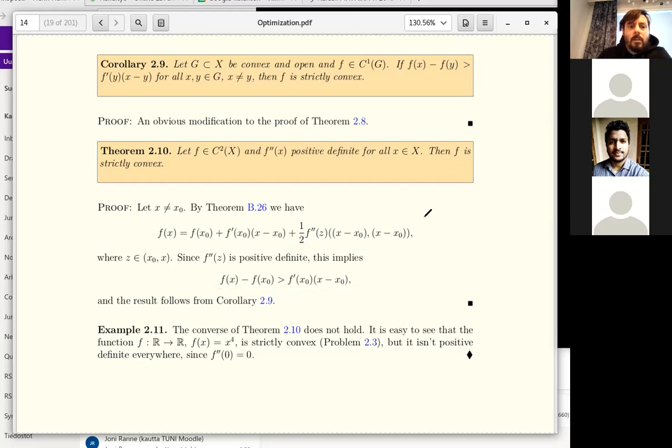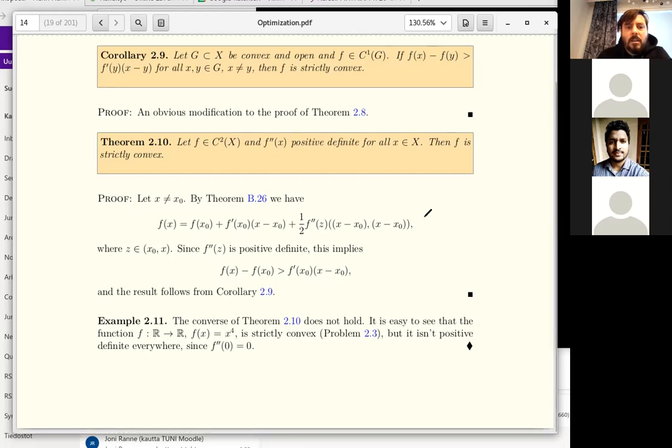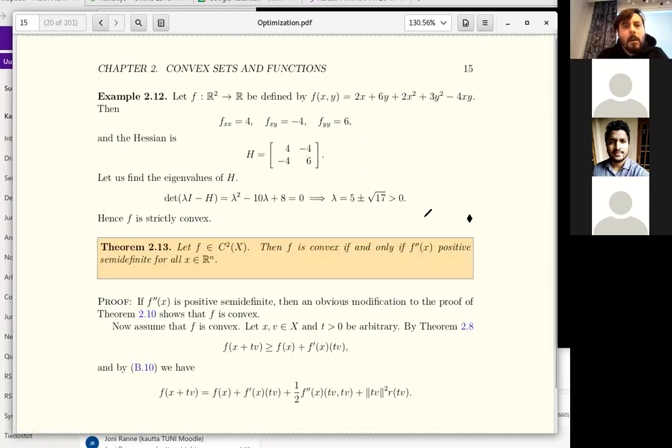Here are some examples. Here's x to the 4. It's going to be strictly convex, x to the 4. We can show that later, but it's not positive definite because the second derivative has a 0 at 0. Well, that's just one point. Everywhere else, it's positive definite. Here's an example.